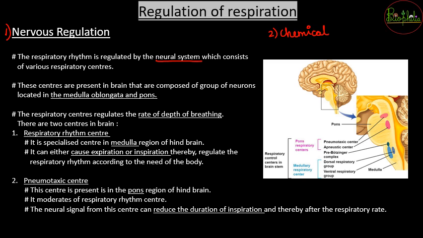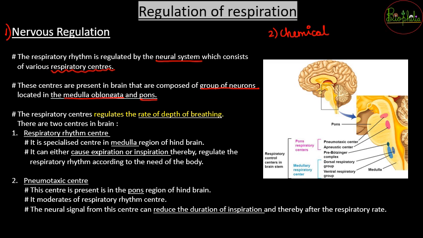In the neural system there are various respiratory centers, and these respiratory centers are going to be made up of various groups of neurons. Now these groups of neurons are at two locations. The first is the medulla oblongata and second is the pons. These respiratory centers have a function to regulate the rate and depth of respiration.